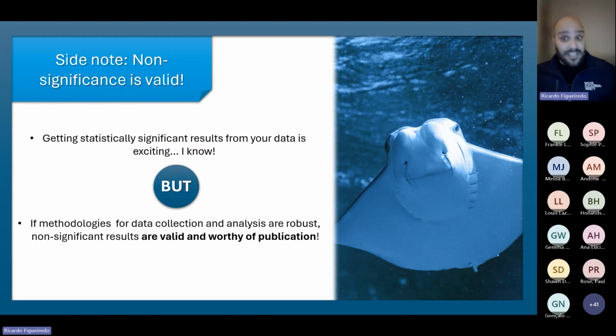And that is informative. That will allow us to determine what enrichment works, what enrichment is effective, what enrichment zoos should be investing their limited resources in. So just a side note, please don't be discouraged if you get non-significant results from your research.